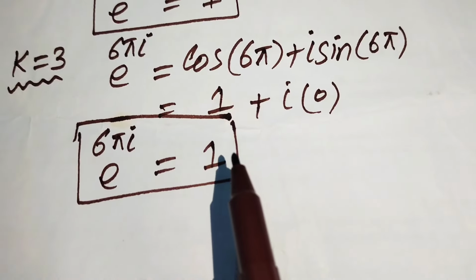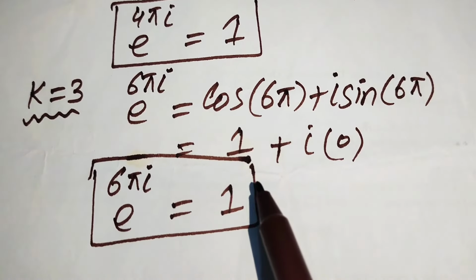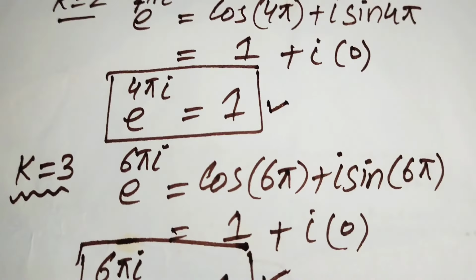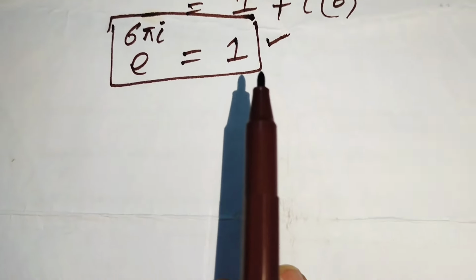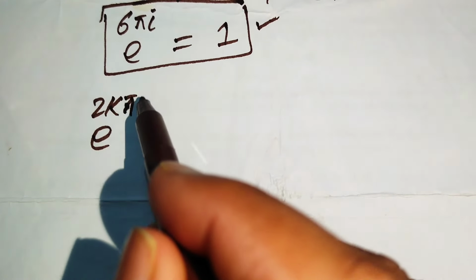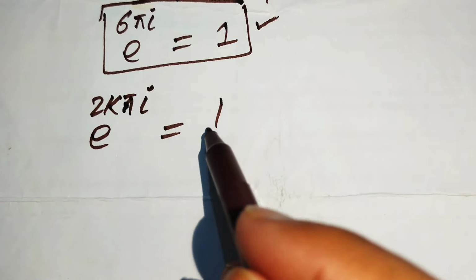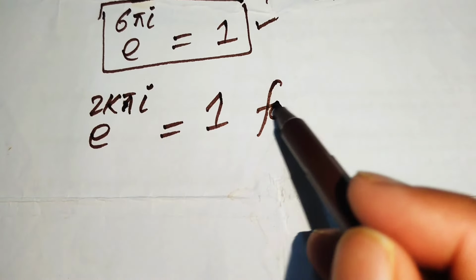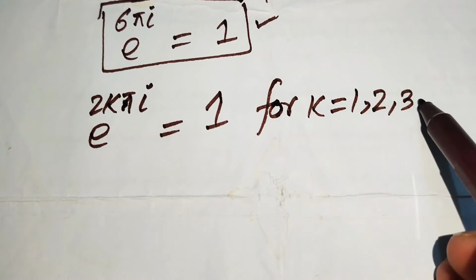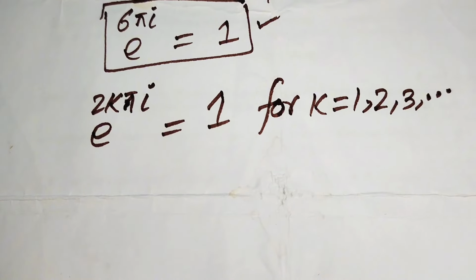because at k equals 3 we have the value of Euler's identity as 1, for k equals 2 we have Euler's identity 1, and for k equals 1 we again have Euler's identity equal to 1. So we generally say that the value of e to the power of 2k pi iota is equal to 1 for values of k equals 1, 2, 3, 4 and so on.